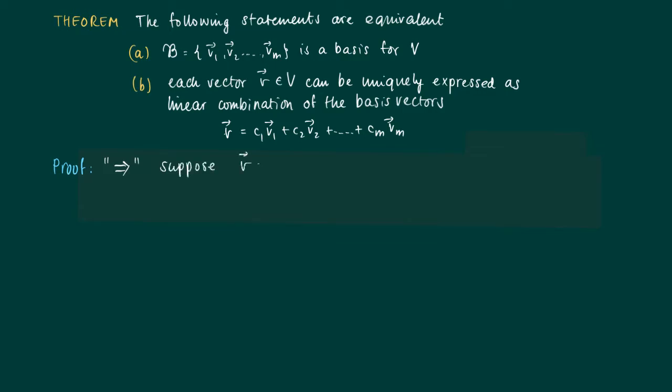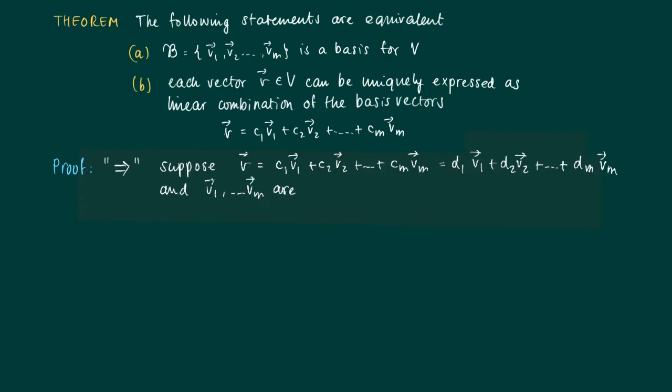So suppose we have a basis v1 to vm, so that v can be expressed as c1 v1 plus c2 v2 plus cm vm. Now suppose it is not uniquely expressed as a linear combination. So there's another combination, d1 v1 plus d2 v2 plus dm vm equal to v.